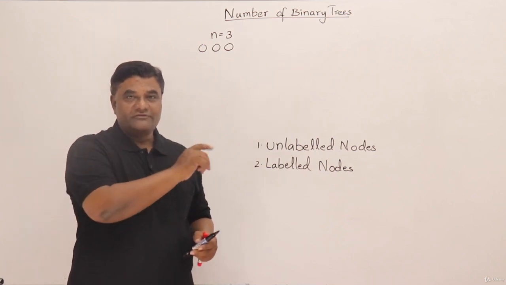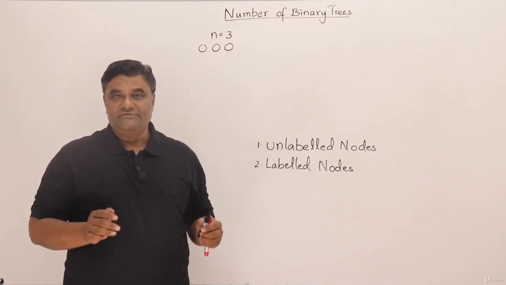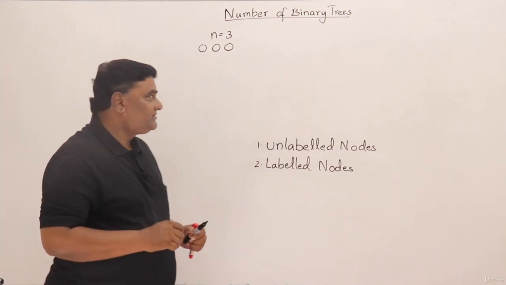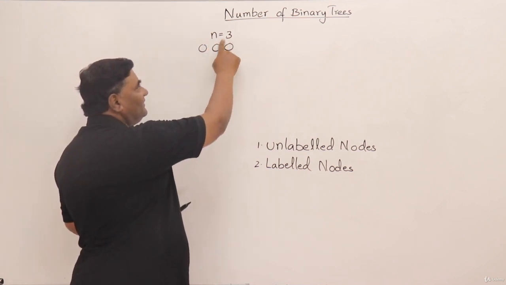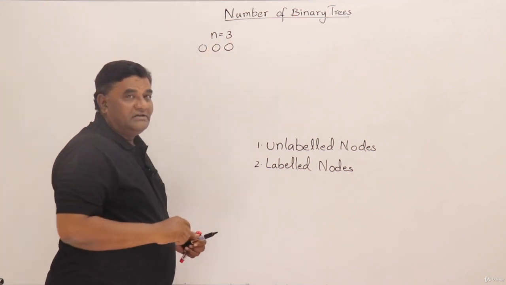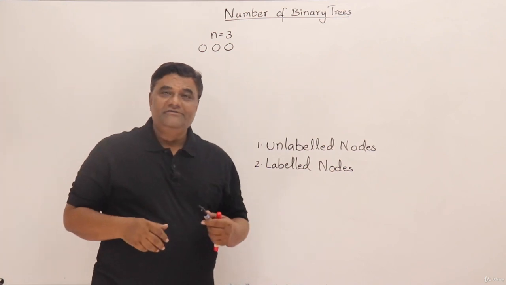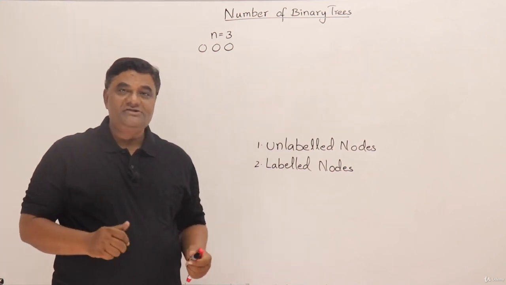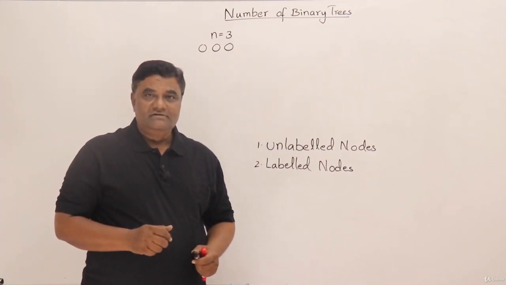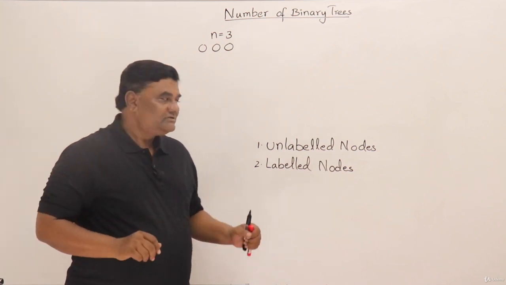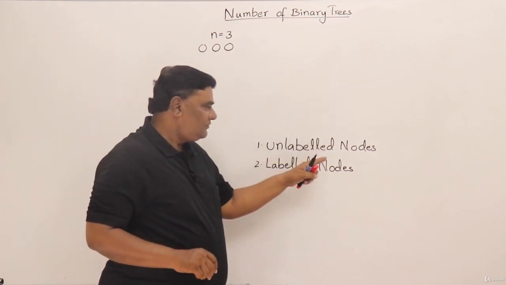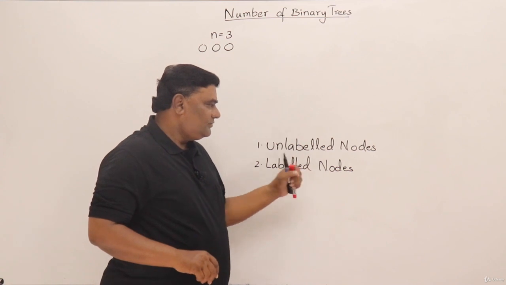The topic is the number of binary trees for a given set of nodes. It means if some number of nodes are given, like 3 nodes, then using 3 nodes, how many different binary trees can be generated? We are going to learn that. We will learn about 2 types of nodes, that is unlabeled nodes and labeled nodes.